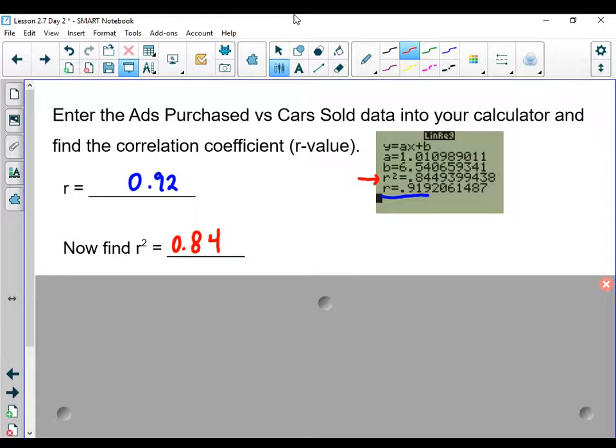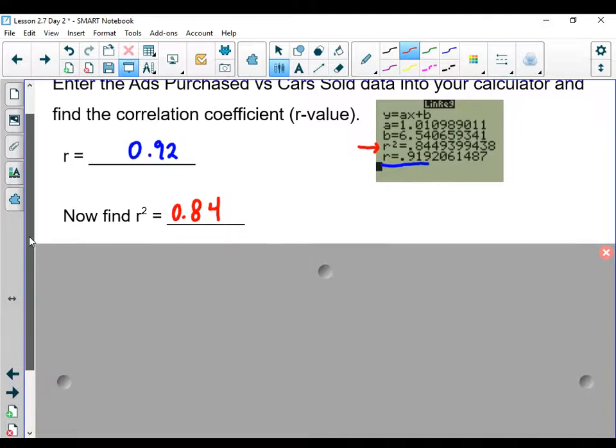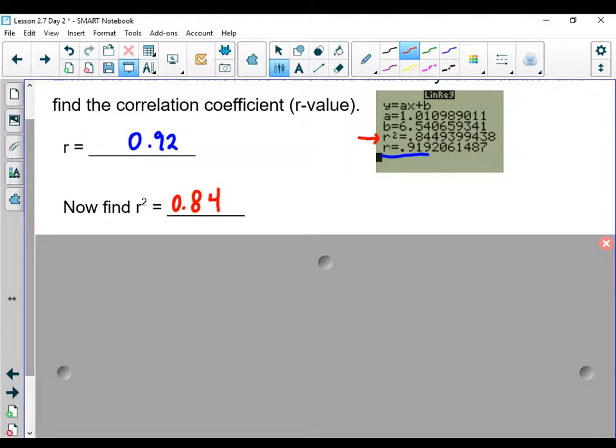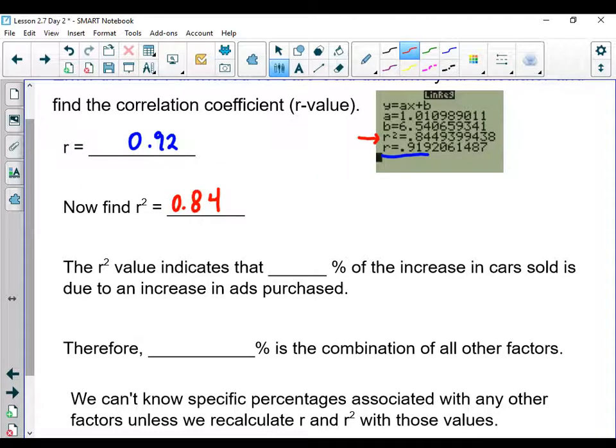So what's that tell us? Whenever I find the R squared value, the R squared value is going to indicate, in this instance at least, that 84% of the increase in cars sold was due to the increase in the ads sold, which means the rest, or the other 16%, is a combination of all those other factors. So if you go back to the percentages that you came up with initially, you can see how close you were to what the statistical percentages really tell me.